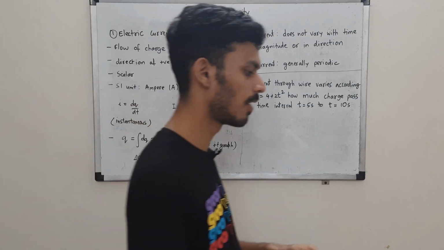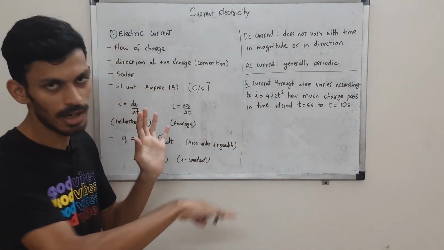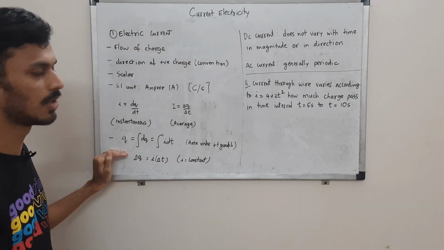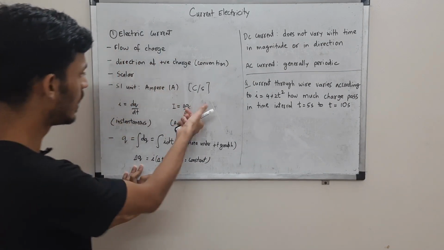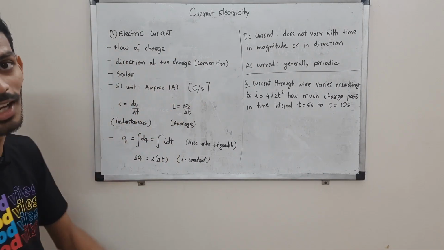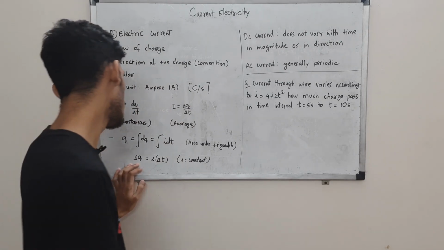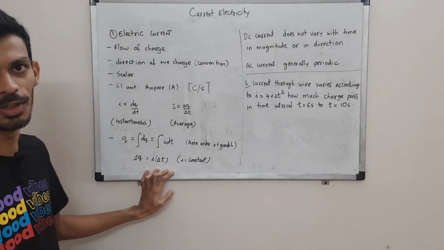So suppose you are given a graph of current versus time, then whatever the area under that curve is, that is the amount of charge that is flowing in that interval. You can also find the amount of charge by the average definition. In this case, the current should be constant, so you can find the amount of charge as I times delta t. If the current is constant, you can directly use this definition.